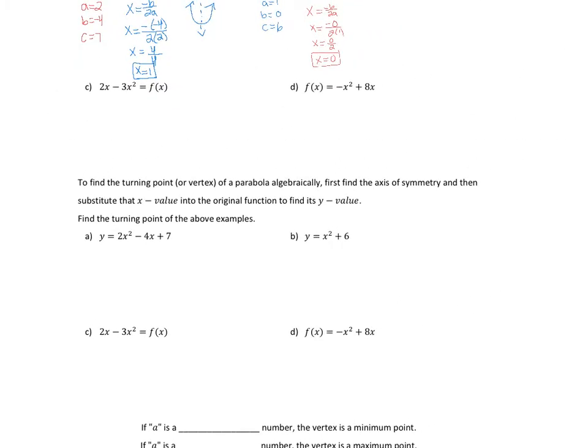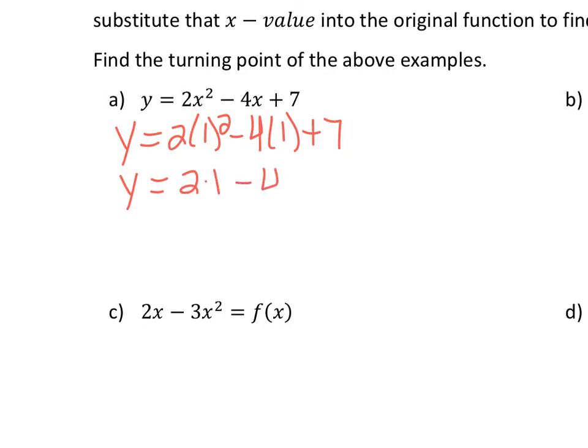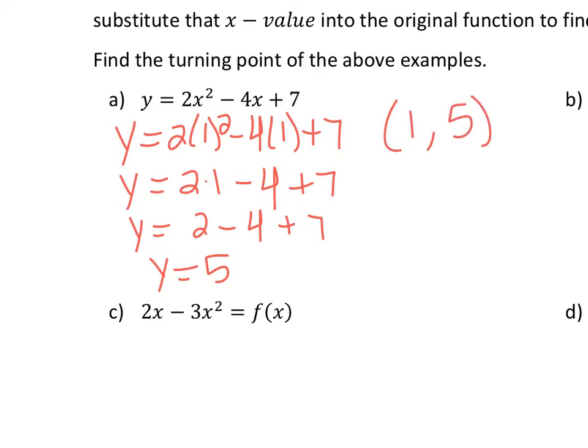Our axis of symmetry for A is x equals 1. So all we need to do is take that x value and plug it in. That x value of 1 is coming from the above example A. Y equals 2 times 1 squared. 1 squared is 1. Minus 4 times 1 is 4, plus 7. 2 minus 4 plus 7. 2 minus 4 is negative 2, plus 7 is 5. So the axis of symmetry is x equals 1. The vertex is 1, 5.